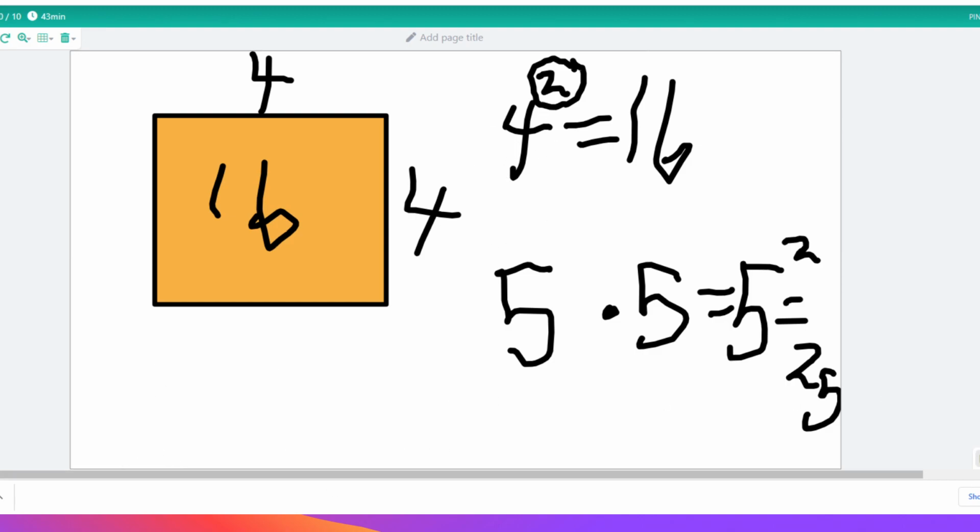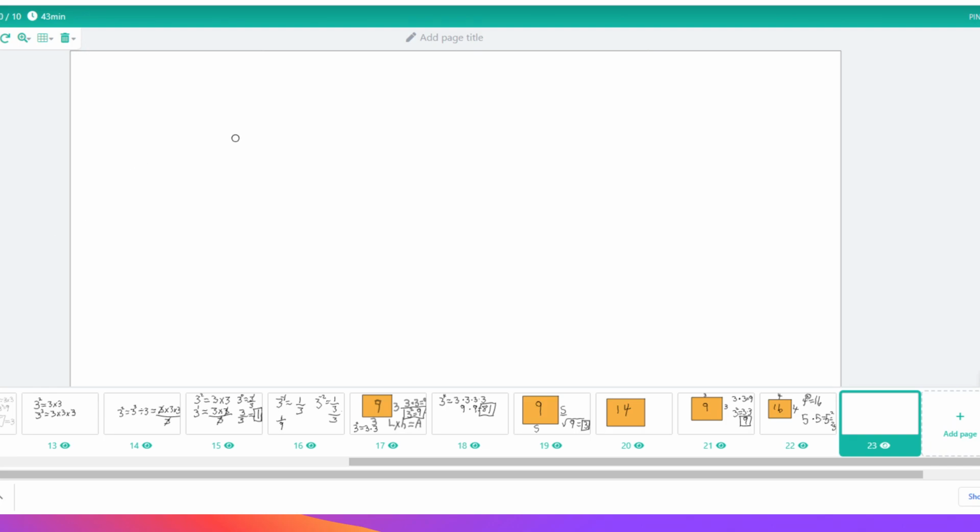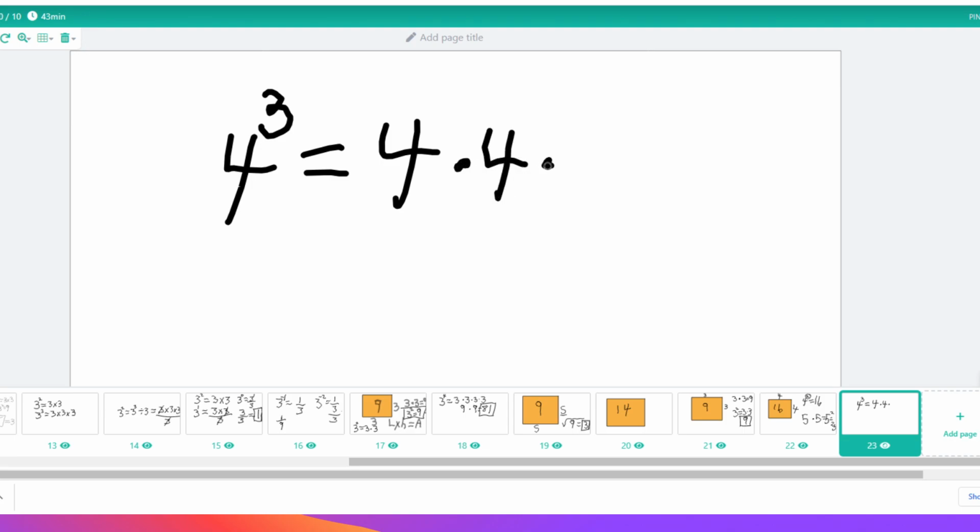So if you raise the power, that's what we call them, powers, you would multiply that number by itself that many times. So instead of just two 4s, we now have three 4s. So 4 to the third power is not 12, because it's not 4 times 3. It's 4 times 4 times 4. 4 times 4 is 16. 16 times 4 is 64.